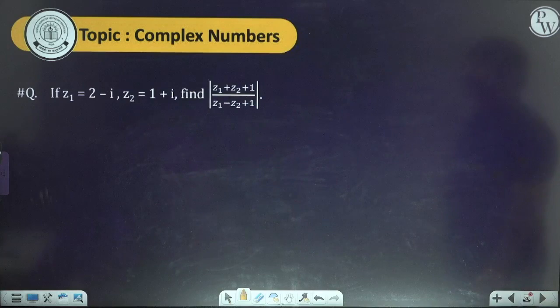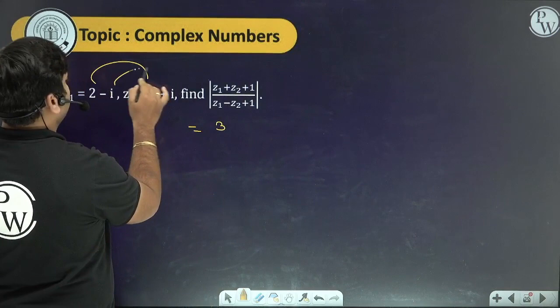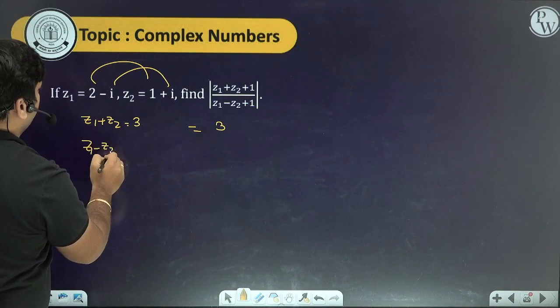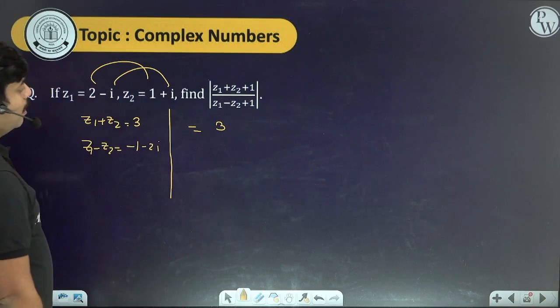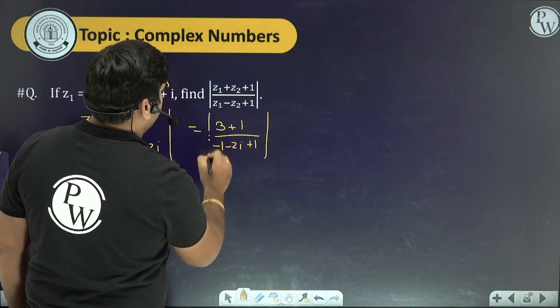So what next? Z1 is equal to 2 minus i, Z2 is equal to 1 plus i. Find (Z1 plus Z2 plus 1) by (Z1 minus Z2 plus 1). So what is Z1 plus Z2, people? Simple, don't worry. 2 plus 1 is 3, and minus i plus i both get cancelled. Z1 minus Z2 will be 2 minus 1 is 1, minus i minus i is minus 2i. So numerator Z1 plus Z2 plus 1, 3 plus 1, by Z1 minus Z2 plus 1, minus 2i plus 1. Okay, so that will give you 4 by minus 2i.